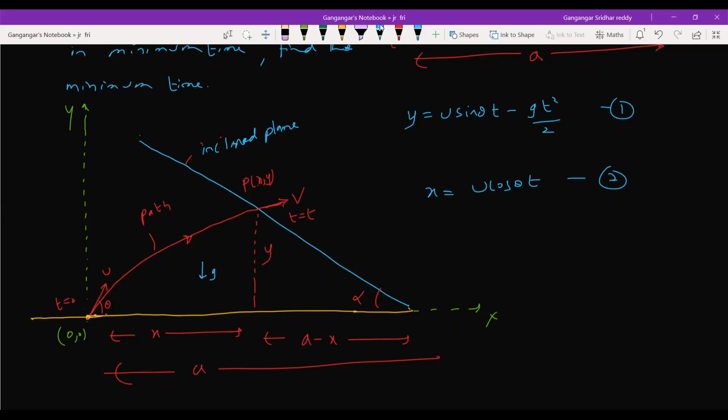So let me write it in another form. Tan alpha is equal to y by x dash. So x dash is equal to y cot alpha. Therefore, a is equal to x plus x dash.